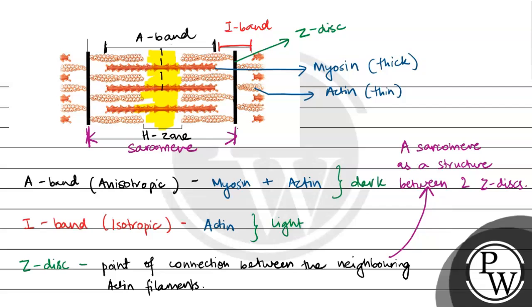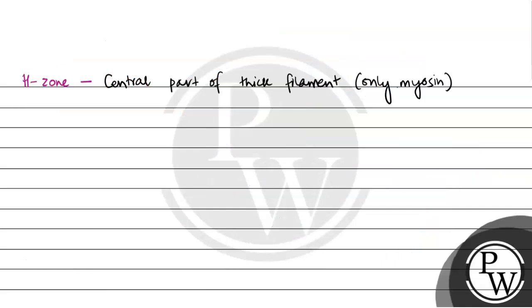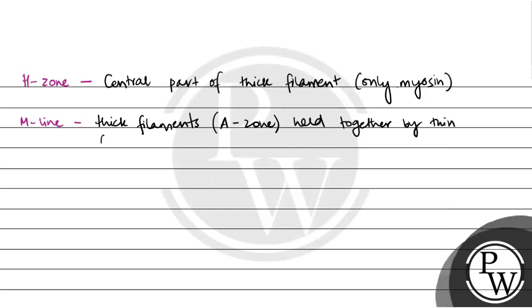There is also another structure which is called the M line. This region is called the M line. M line जो होता है, the thick filaments which are present in the A zone, they are also held together by a thin fibrous membrane which is called the M line.